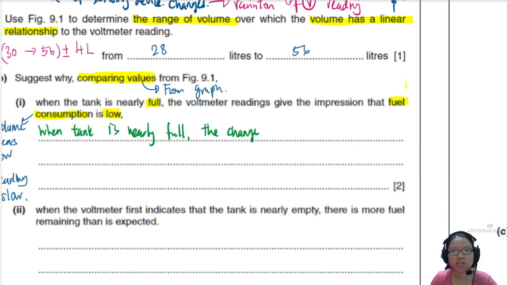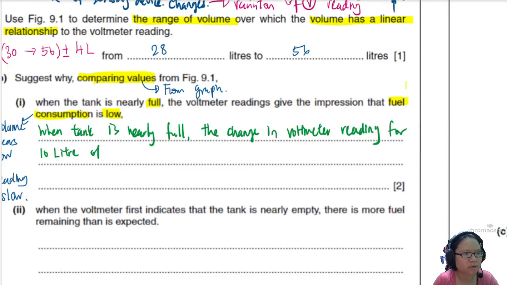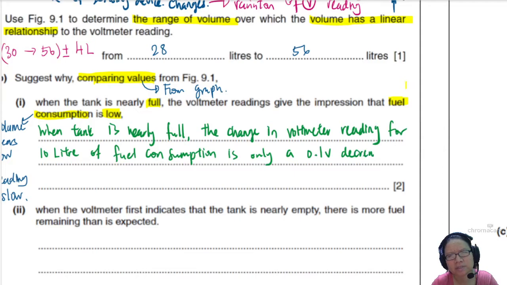When the tank is nearly full, the change in voltmeter reading, which will affect the angle of deflection, for 10 liter of petrol or fuel consumption is only a 0.1 volt decrease. So the change in voltmeter reading is only a 0.1 volt decrease when the tank is nearly full. Okay, so we also need to compare. When compared to 40 liters, I'm just going to write out all the evidence.